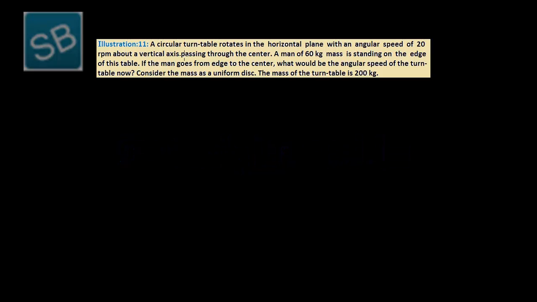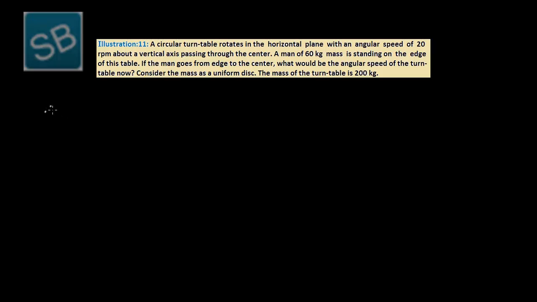Illustration number 11. A circular turntable rotates in the horizontal plane with an angular speed of 20 rotations per minute about a vertical axis passing through the center. A man of 60 kg mass is standing on the edge of this table, and the event given is that the man goes from the edge to the center. Then what would be the angular speed of the turntable?